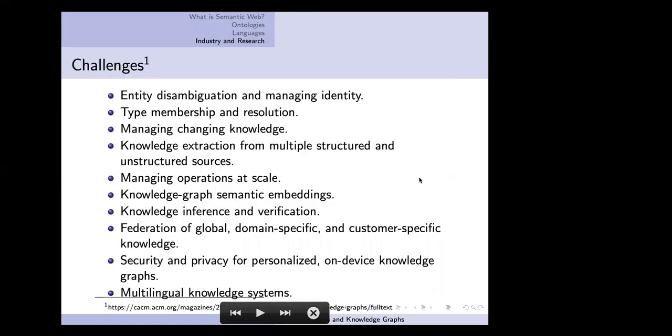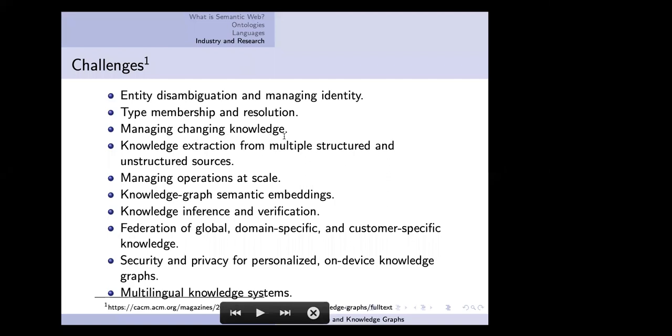Yeah, so what challenges do we have actually at the moment? So we have disambiguation of entities. So we want to find connections between entities that are the same and connect them in the form of linked open data. So we want an advanced version of knowledge sharing in the open data field. Then type membership and resolution. So we want to be able to say what type a specific node is of and compare it to similar types. So for example, extracting subgraphs out of your knowledge graph and analyzing those.